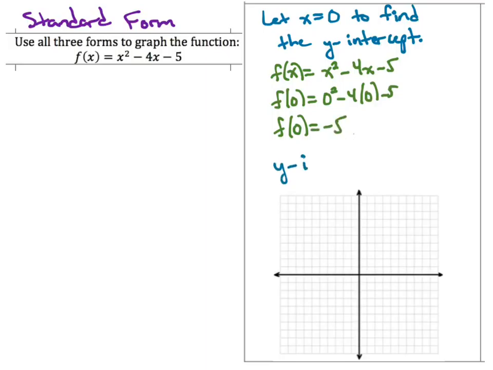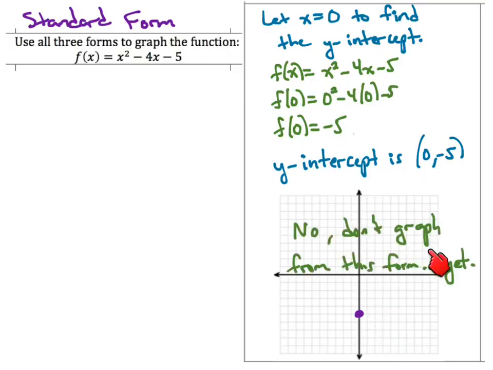So now I have an intercept, a y-intercept, of (0, -5). And I can plot that point. And what good does that do me? Well, right now it doesn't do me a great deal of good. There are things that you can do from standard form, to find the axis of symmetry, to solve for your vertex. Don't. Seriously, don't graph it from this form right now. Okay? Don't need to.